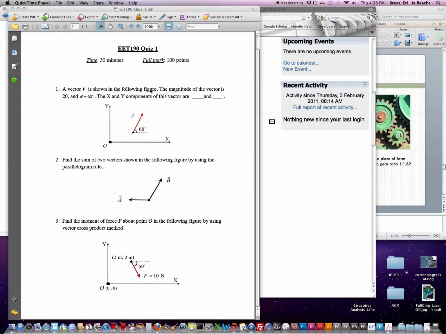All right, people, we are looking at quiz number 1. Okay, a vector v is shown in the following figure. The magnitude of the vector is 20 and the angle is 60. The x and y components of the vector are... let's see if I can just move this out of the way.